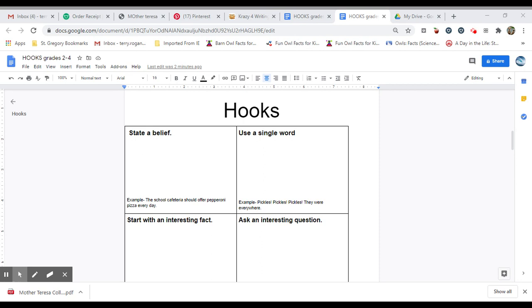So, for instance, if you were going to retell that story and you were going to begin it with a hook that is stating a belief, then your hook might be "Stealing is wrong." And then you go on to tell the story of Goldilocks. But you have set the stage there with "Stealing is wrong." People will be interested in your story because they're wondering what it has to do with stealing.